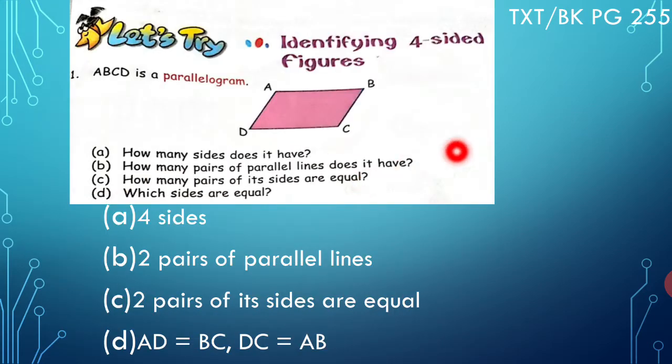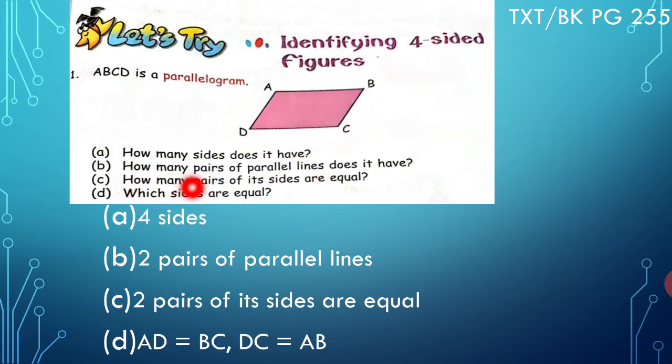Okay, students, here is textbook page 255, identifying four-sided figures. Here is question number 1. ABCD is a parallelogram. Here are some questions. You have to answer these questions. The first question is, how many sides does it have? Four sides.